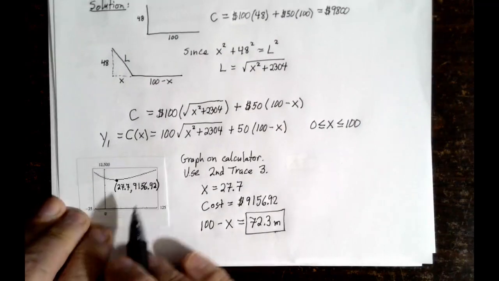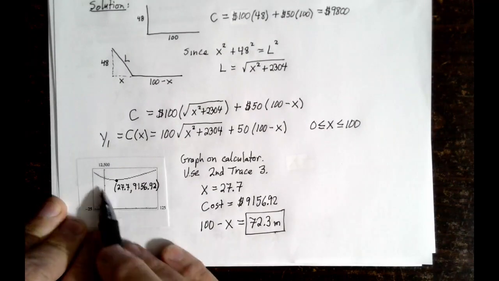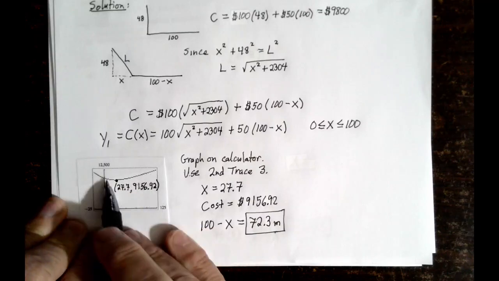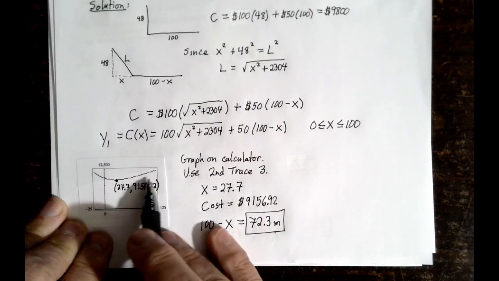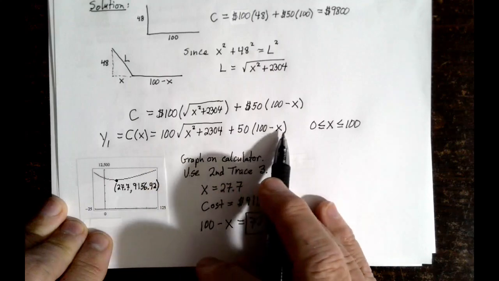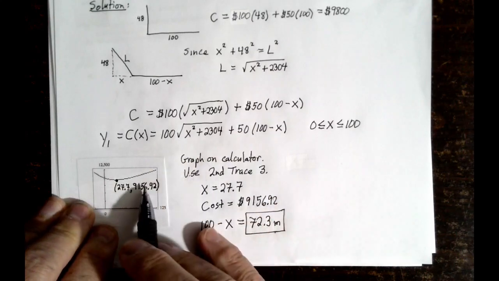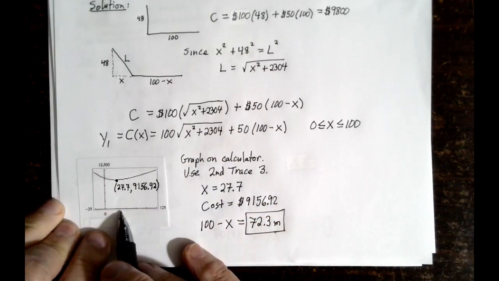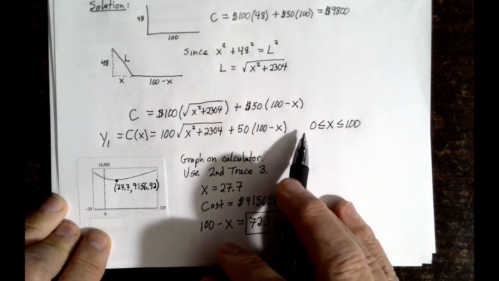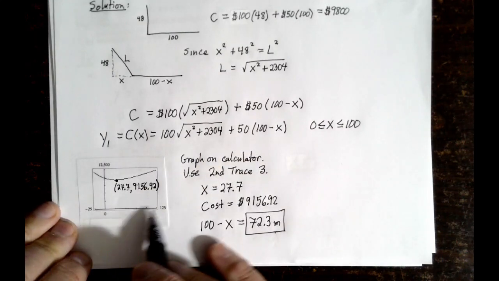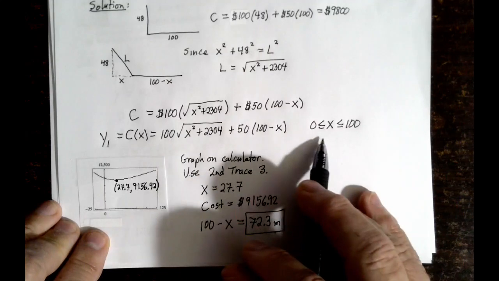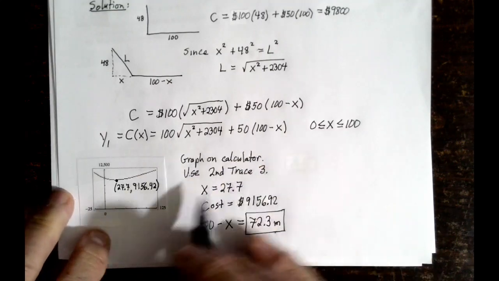And so now we graph this, and what we see is that it does have a minimum. And how do you find that point? Well, you type this into your calculator under y1, and then you adjust your window properly. You probably want to adjust your window between minus 25 to positive 125, so you can clearly see what's happening between 0 and 100.